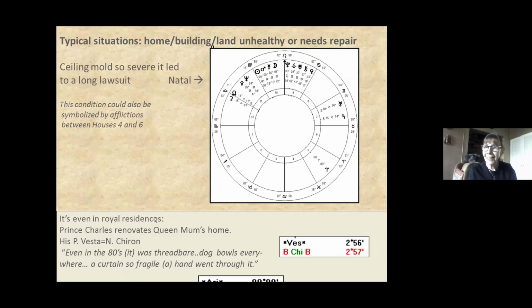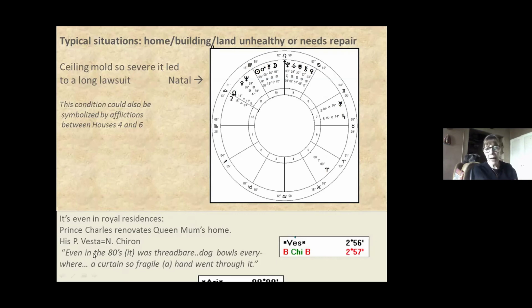We talked about being off the grid and no amenities, and that's true. That's a Vesta Chiron location. But even in any kind of ruined location, even among royal ruined locations, you'll see Vesta Chiron, and that's how we see it here. When Prince Charles' grandmother died, he inherited her home. He had progressed Vesta equal Chiron. He had to put millions into renovating this home.